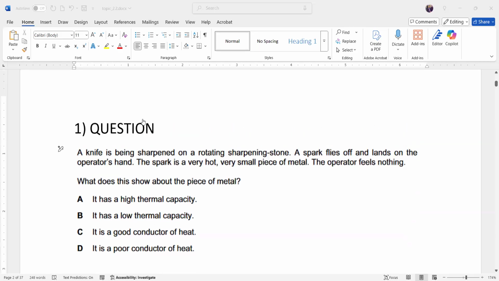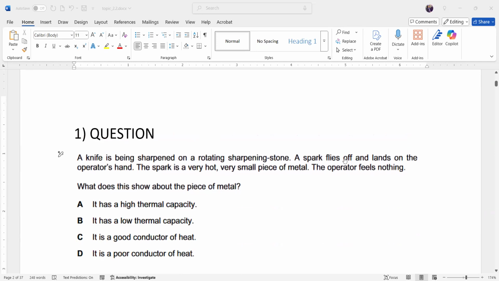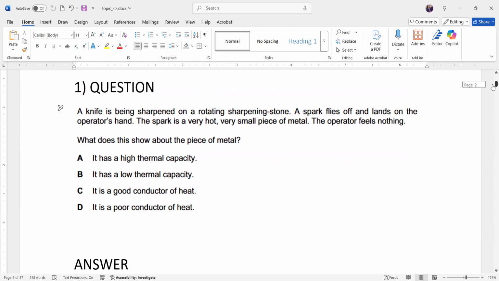A knife is being sharpened on a rotary sharpening stone. A spark flies off and lands on the operator's hand. The spark is very hot, a very small piece of metal. The operator feels nothing. So what is the right answer for this? The correct answer for this one is B.